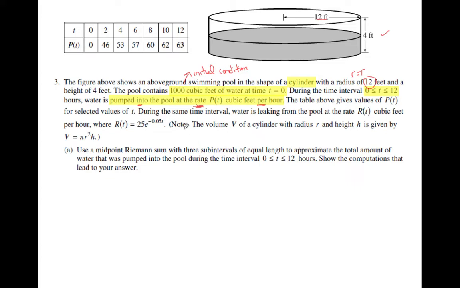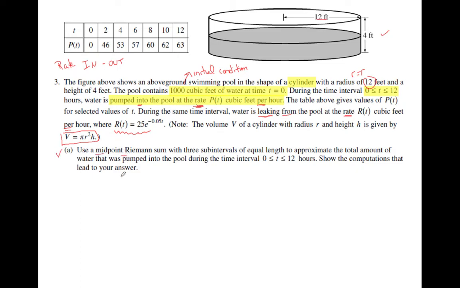Because they're talking about a pool. Firstly, it has a shape of a cylinder. Gives me a radius of 12 feet, which they have here, and a height of 4. The pool contains 1,000 cubic feet of water at time 0. And this is the initial condition. Don't forget about the fact that no matter what we do, we're already starting with 1,000 cubic feet of water at time 0.